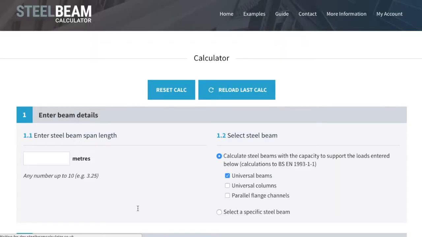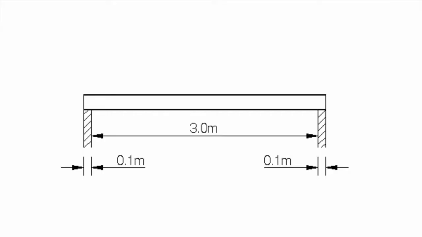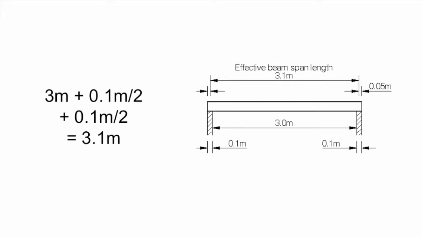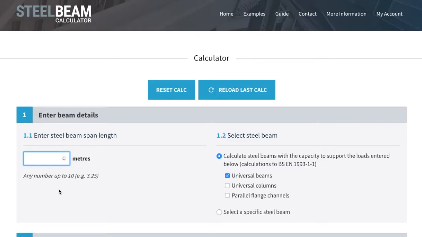So let's get started. Section 1 of the calculator asks for your basic beam details. You first need to enter the effective span length of your beam. This is the distance from the centre of one end bearing to the centre of the other end bearing. For example, if the clear distance between supports is 3 metres and the beam has a minimum end bearing length of 0.1 metre at both ends, you would work out the effective span length like this: 3 metres plus half of 0.1 metre plus half of 0.1 metre equals 3.1 metres.